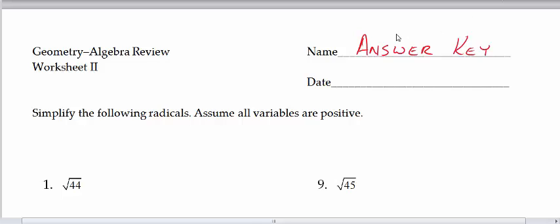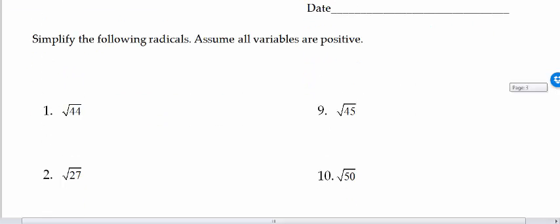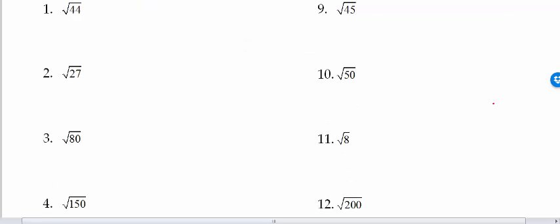Let's take this algebra review worksheet here. Our first problem has to do with the square root of 44, very simply. So we're going to try to think through what perfect square goes into 44. Well, that's 4 and 11. Perfect square times what's left over, so our answer is 2 square roots of 11.